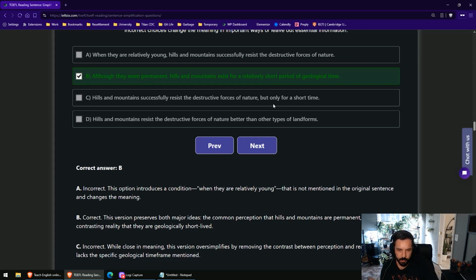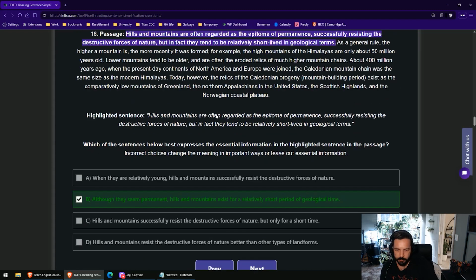Now, this is one reason why I said pay attention to relatively. This one says a short time, which you could make the case for, but still, this doesn't mention the fact that we assume they live for a long time, but they are short-lived. So B is a better version of this. Hills and mountains resist the destructive forces of nature better than any other type. No, we didn't say that.